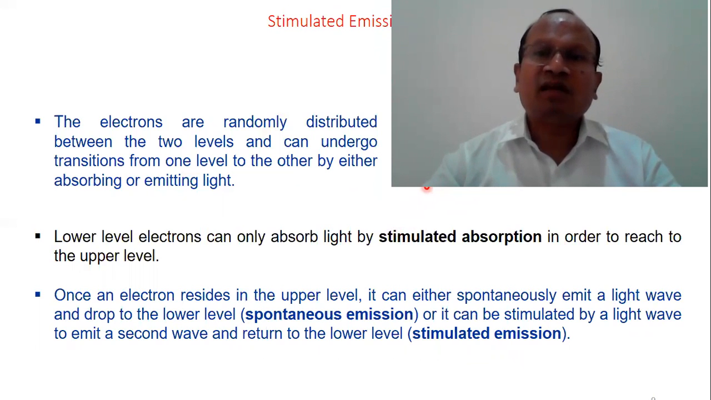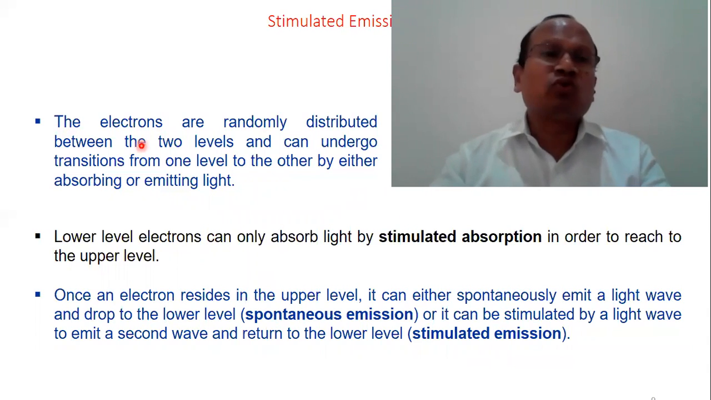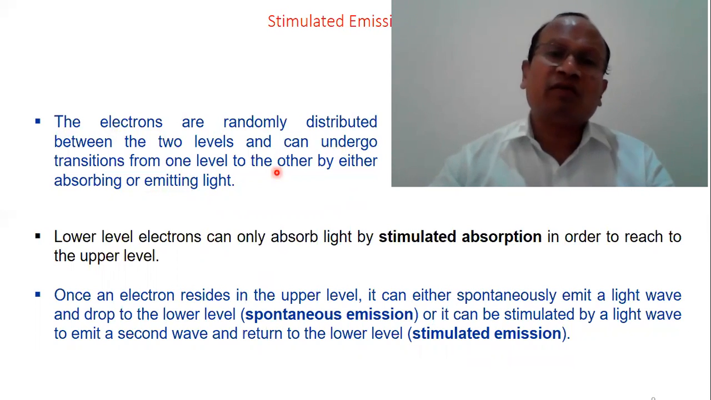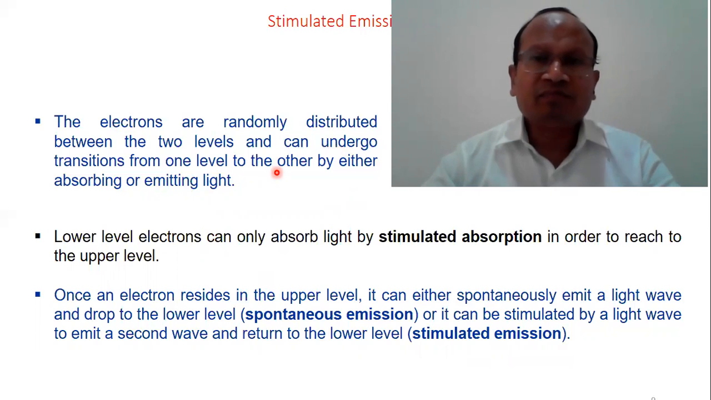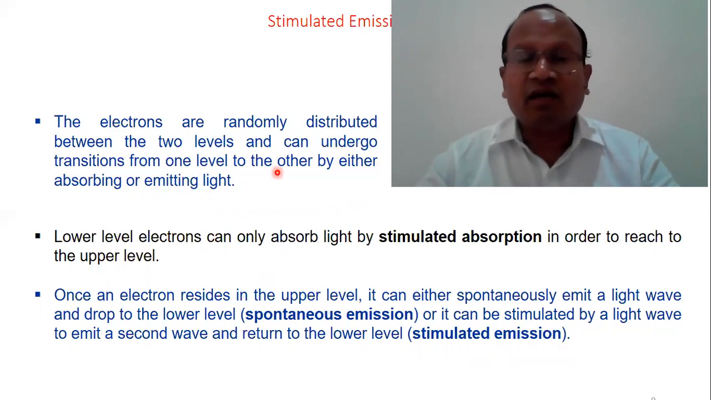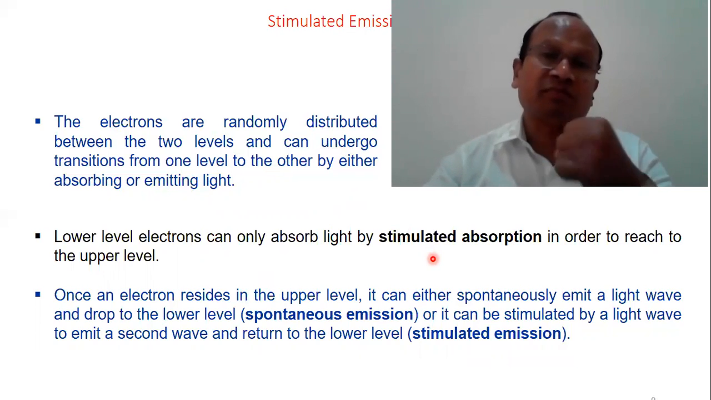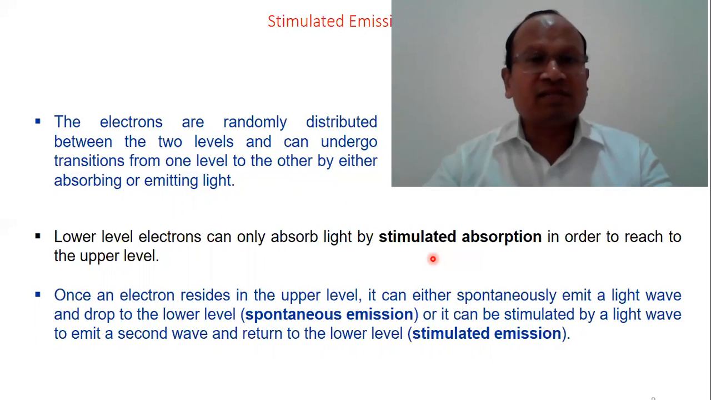In stimulated emission, as I have told you, the electrons are randomly distributed between two levels. We already have discussed, and those two levels are two energy levels. Therefore, the electrons undergo transitions from one level to the other by two phenomena, absorption or emission. Either it can absorb and go up, or it can fall down and release some energy. Lower level electrons can only absorb light, and that process is also called stimulated absorption, because something is stimulating, some external source. So energy is absorbed and then the carrier goes up to the higher energy level, so that it reaches the upper level.